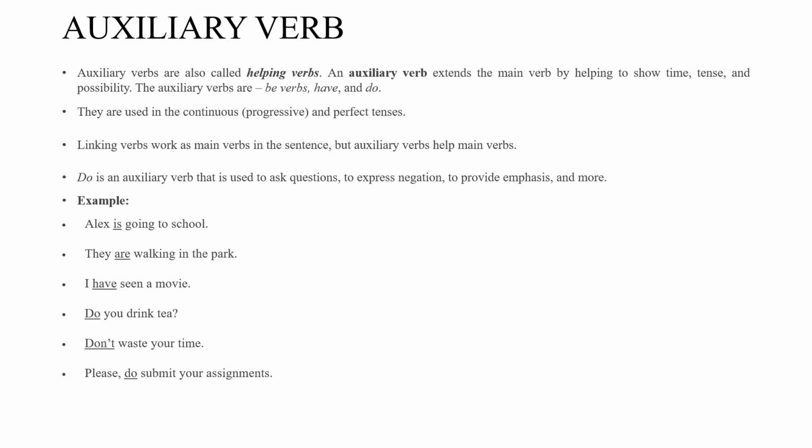Now, auxiliary verbs. They are also called helping verbs. An auxiliary verb extends the main verb by helping to show time, tense, and possibility. The auxiliary verbs are be verbs, have, and do. They are used in continuous, progressive, and perfect tenses. Linking verbs work as main verbs in the sentence, but auxiliary verbs help main verbs. Do is an auxiliary verb that is used to ask questions, to express negation, to provide emphasis, and more. Again, you can see the same examples over here.